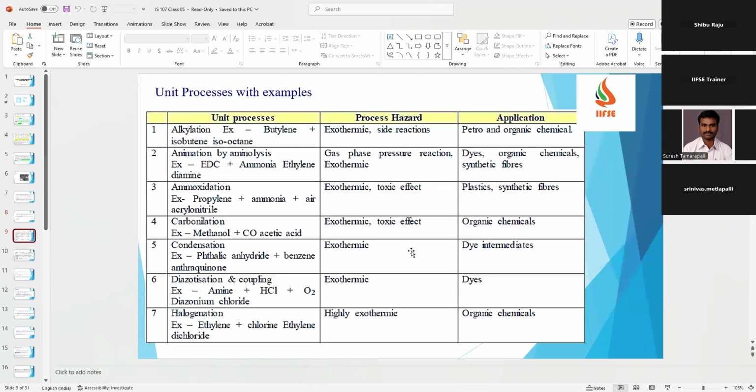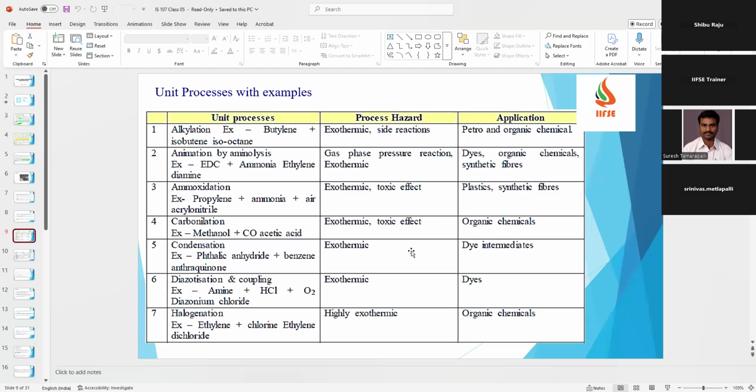Then unit processes with examples. Alkylation: the process hazards are exothermic and side reactions, and the application is petro and organic chemicals. Amination by ammonolysis: here the gas phase pressure and reaction are exothermic. And ammoxidation: here also you have an exothermic reaction, as well as toxic effects, release of toxic fumes. Condensation: here also you have an exothermic reaction.